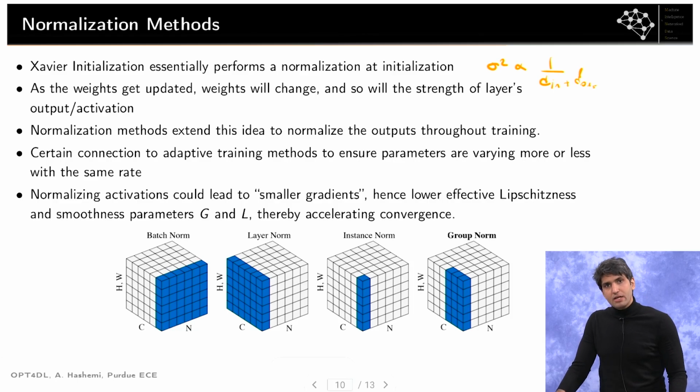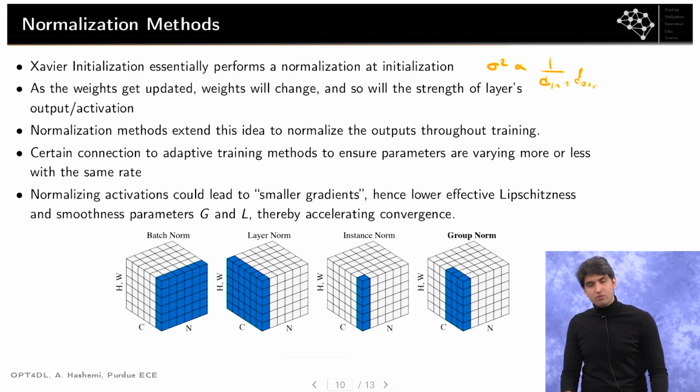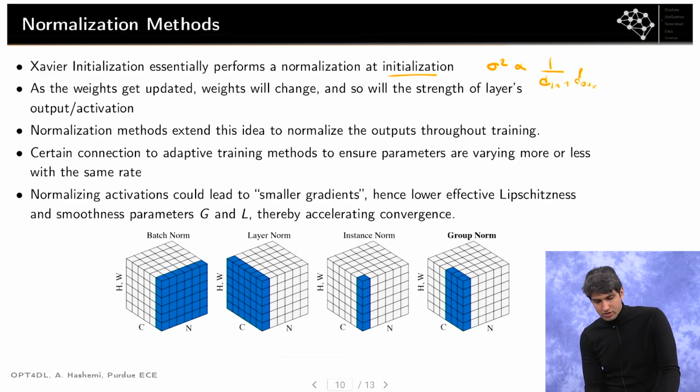So what does this mean? If I have a smaller layer, the weights are going to be larger compared to a larger layer, because the terms in the denominator are going to be smaller. Therefore, we are performing some sort of normalization across all layers. We want to make sure that all the different layers are more or less the same, despite having different input and output sizes. But we are doing this normalization only at initialization time.